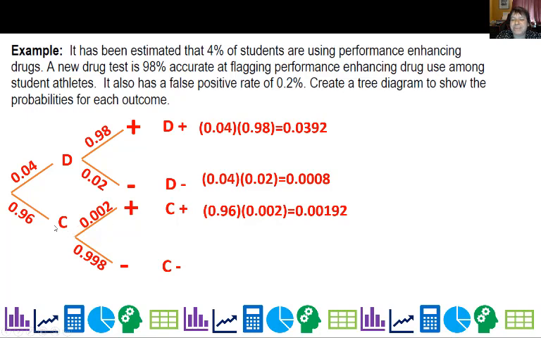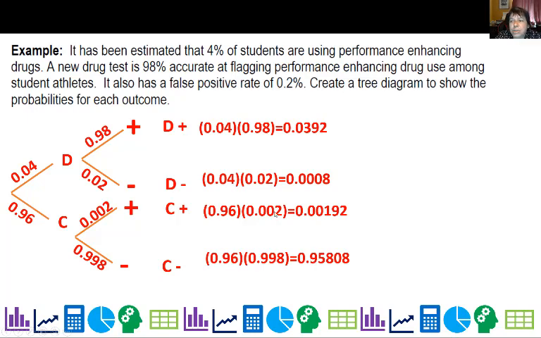I have to be careful how I say that. And then clean and a negative drug test is 0.96 times 0.998. And there's the probability there. You can double check these by adding them all up and making sure they add up to 100% or 1.